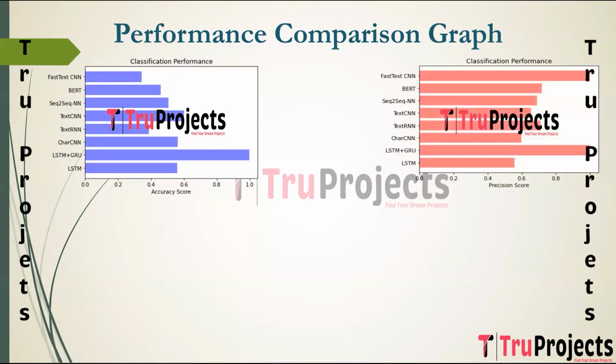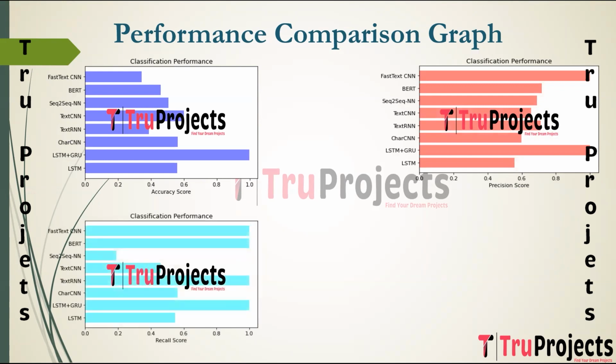This is the precision score comparison graph. It is the ratio of correctly predicted positive observations to the total predicted positives. It evaluates the accuracy of positive predictions. This is the recall score comparison graph. Recall is also known as sensitivity or true positive rate. It measures the ability of the model to capture all relevant instances. It is the ratio of correctly predicted positive observations to the total actual positives.